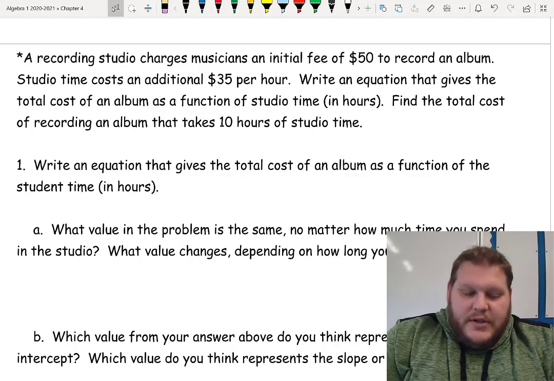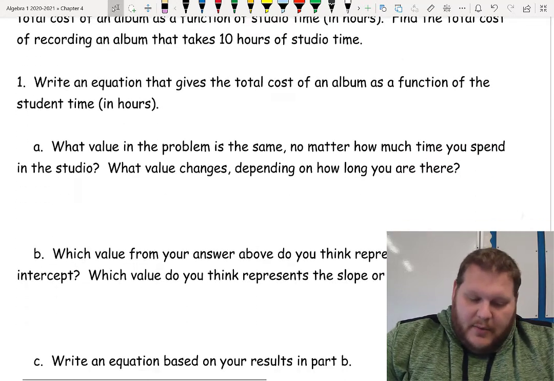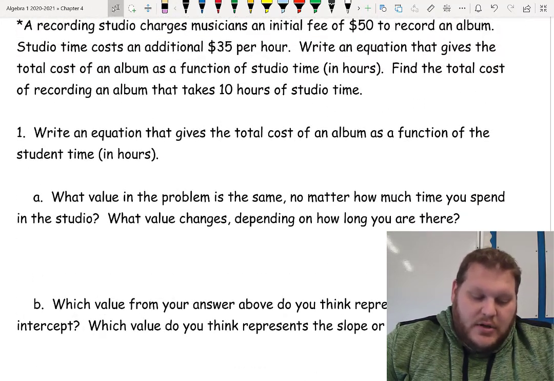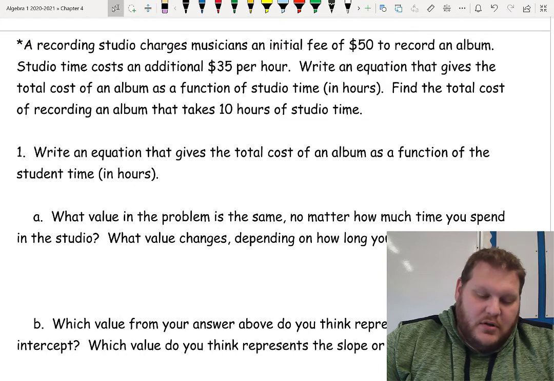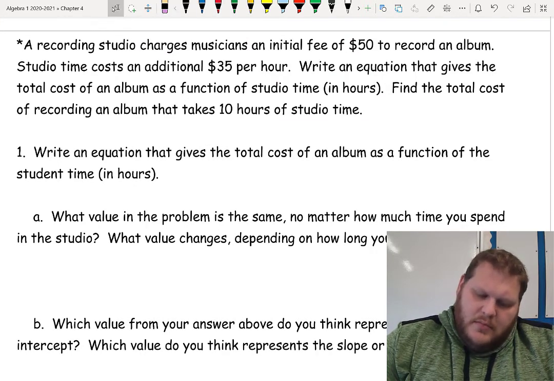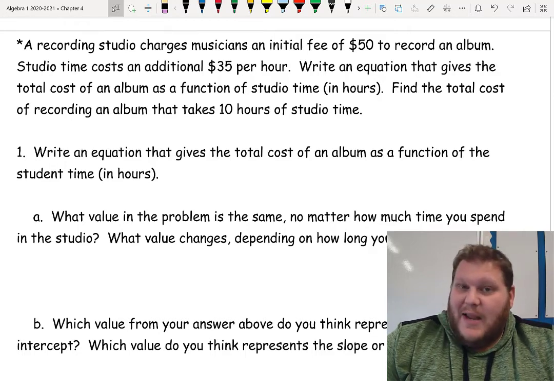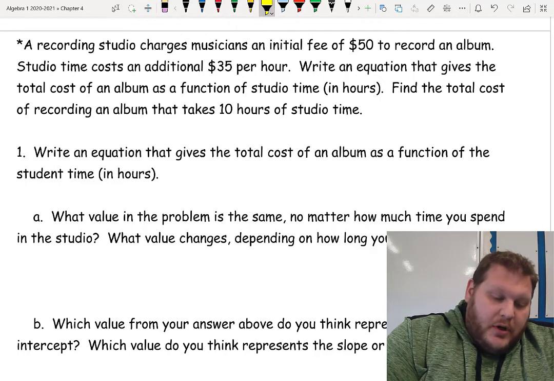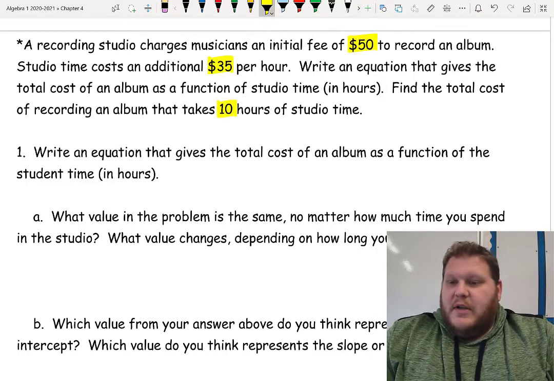So I've taken that and broken it down into a bunch of different problems here. We're asked to write an equation that gives the total cost of an album as a function of the studio time. I think that's supposed to be studio time, that's a typo there. So important information here, just highlighting our numbers. We've got those three numbers in there.